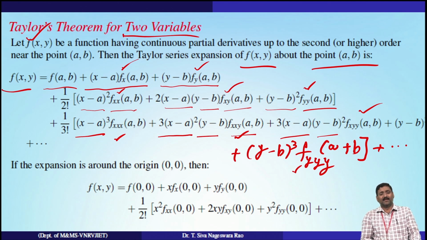Now if you want to write the Taylor's theorem for a function involving x comma y about the origin, we will replace a with 0 and b with 0. If you substitute a with 0 and b with 0 in this expansion, then you will get this formula. For this we have a special name called Maclaurin series of the given function f of x comma y about the origin.